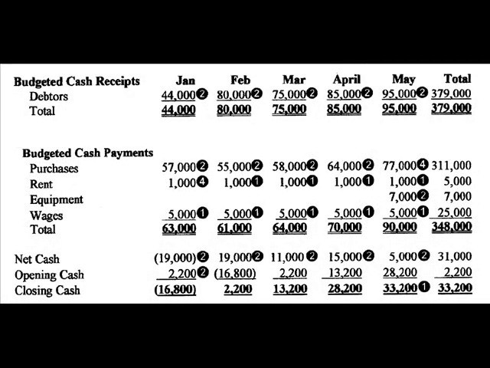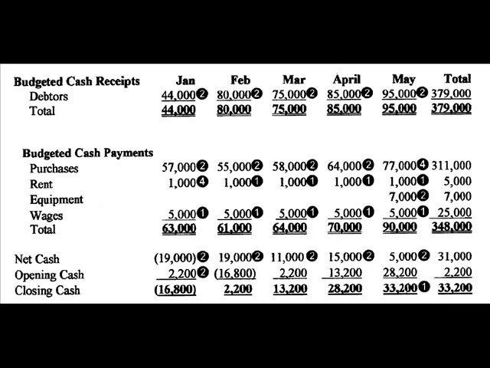Looking at the overall situation for the 5 months, we see again that in January they plan to receive €44,000 in cash, and during that month they plan to spend 63,000. That explains our net cash row there of minus 19,000 for January. They will be overspending €19,000 in January. And they're starting January with 2,200.